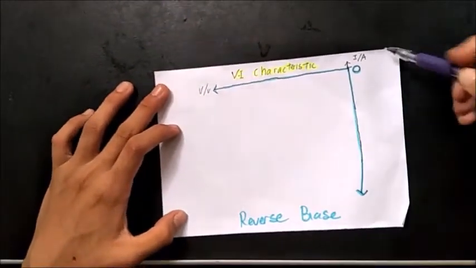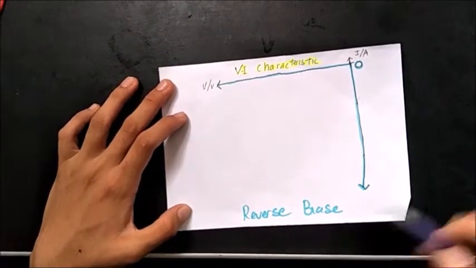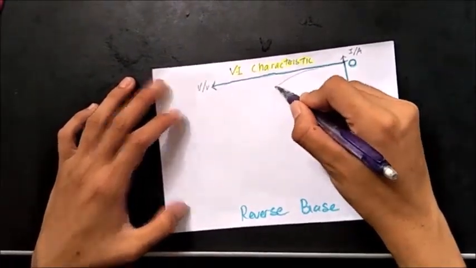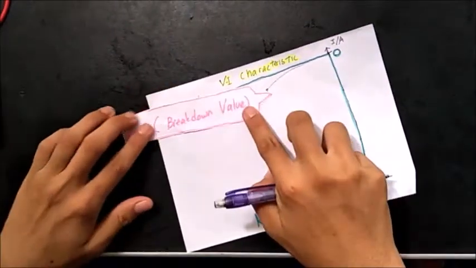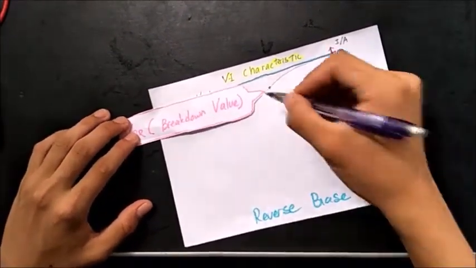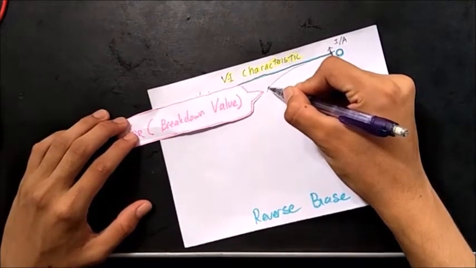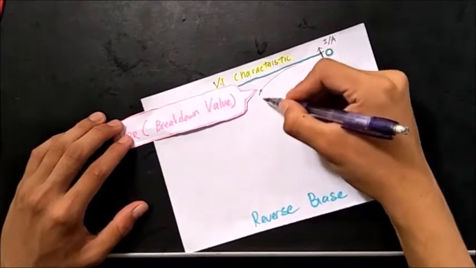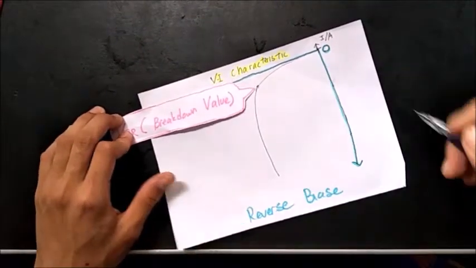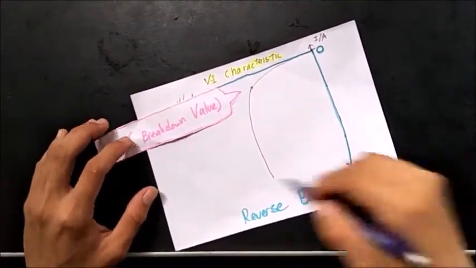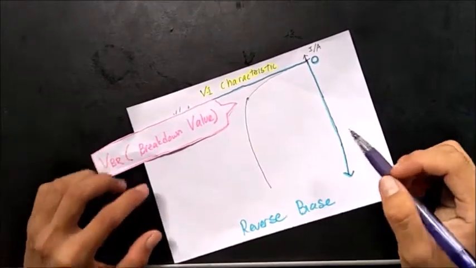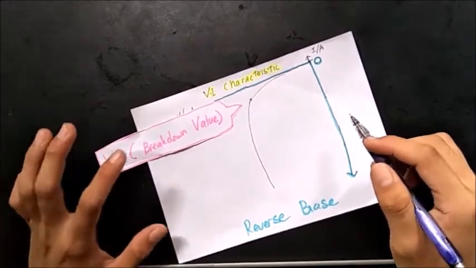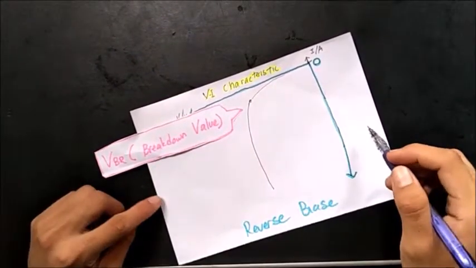Then for the VI characteristic in reverse bias, first of all, the current increases slowly until the knee, called the breakdown value. After this point, the reverse voltage remains at approximately the breakdown value, but the current increases very rapidly, resulting in overheating and possible damage to the diode if the current is not limited to a safe level. The breakdown value also depends on the type of diode.